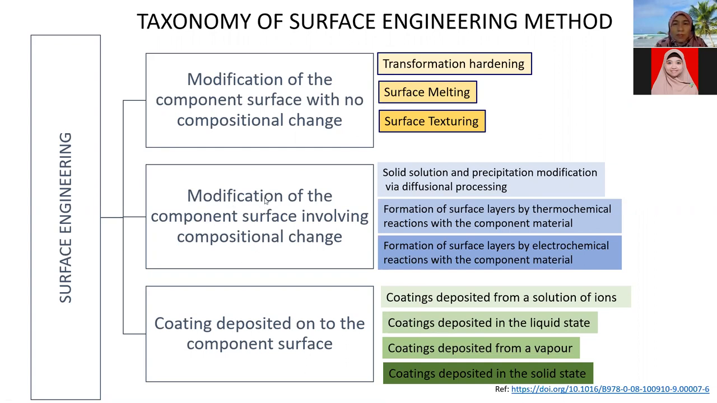These are the three main taxonomies of surface engineering methods, which is this one: coating deposition on the component surface, involving coating deposition from a solution of ions, coating deposition in the liquid state, coating deposited from a vapor, coating deposited in the solid state.